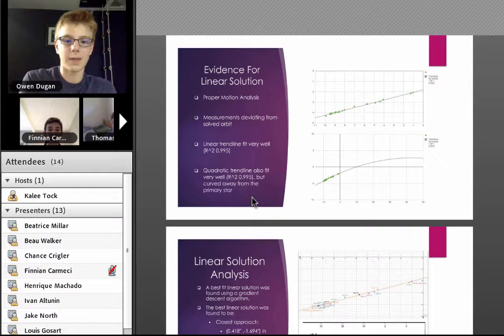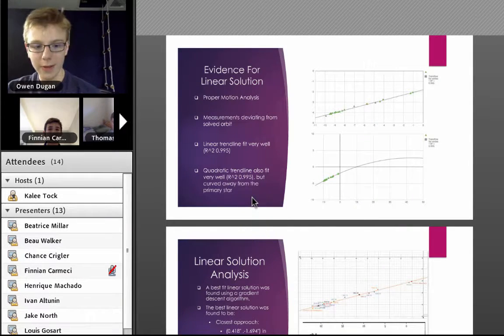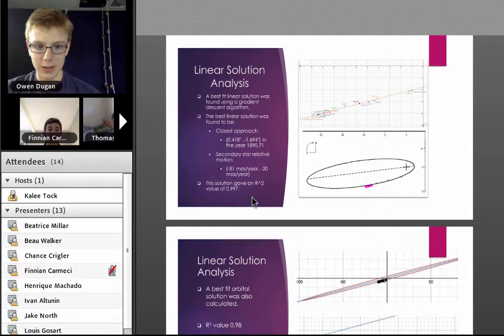Now I'm going to talk about how we found our linear solution. Before you can do that, you need evidence that you have a linear solution, and we had plenty of that. We had proper motion analysis, we had parallax analysis, we had the fact that measurements were deviating from the solved orbit, the fact that a linear trend line fit very well, as you can see in this image above, and the fact that a quadratic trend line fit equally well, but that it curved away from the star, and you would expect it to curve around the primary star if the two stars were in fact orbiting each other. So all of that suggested that we could find a linear solution.